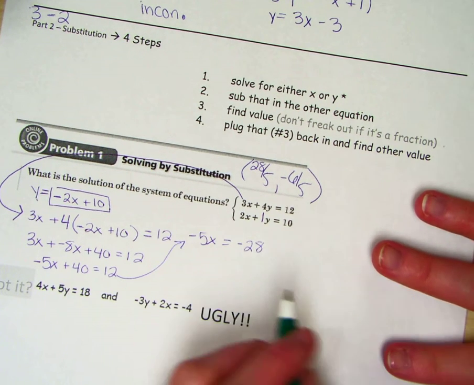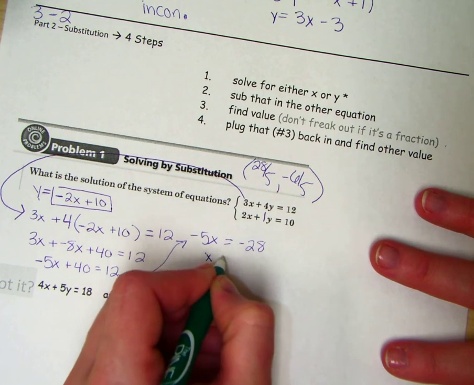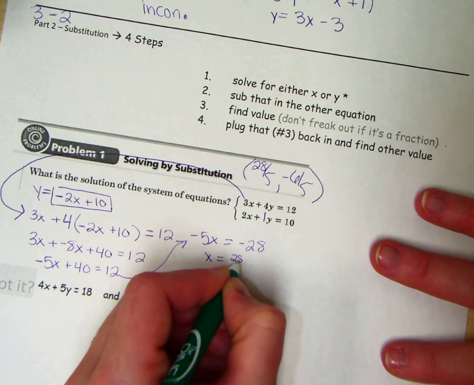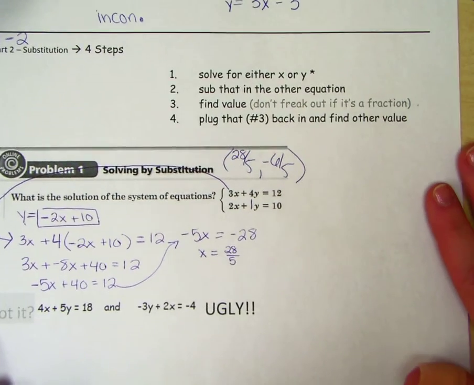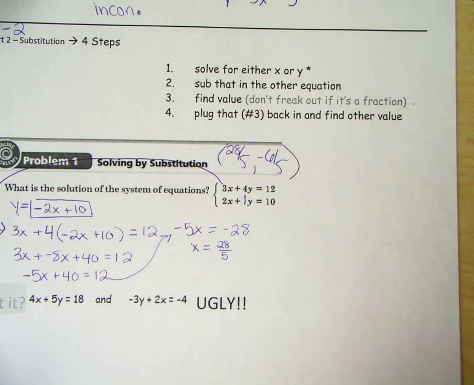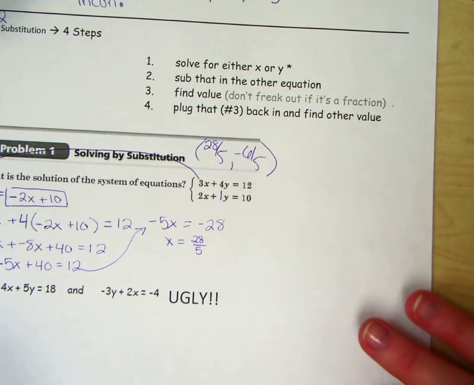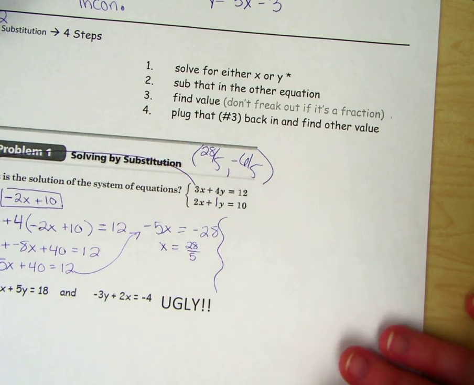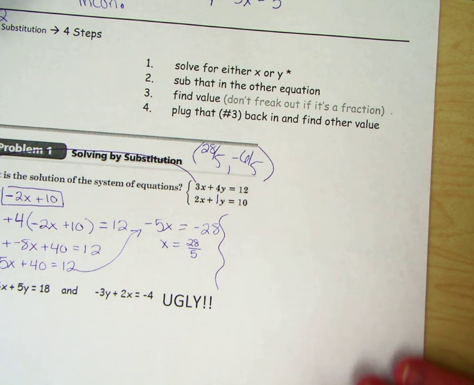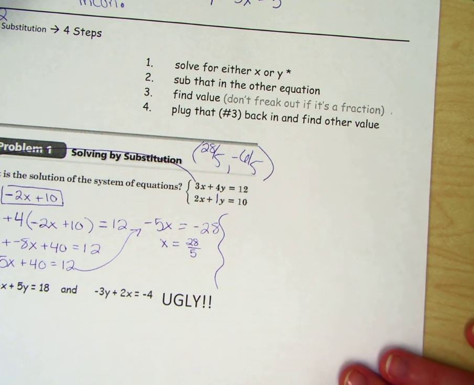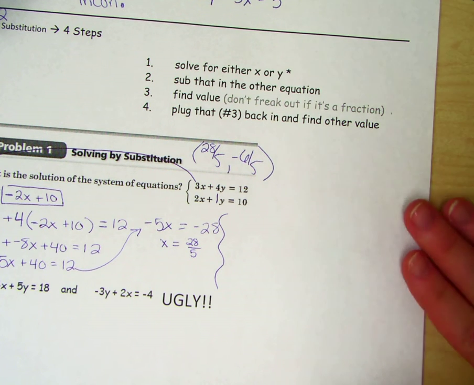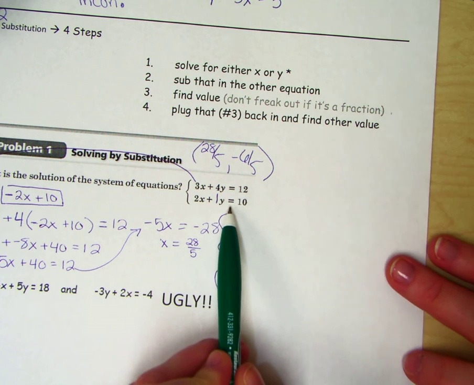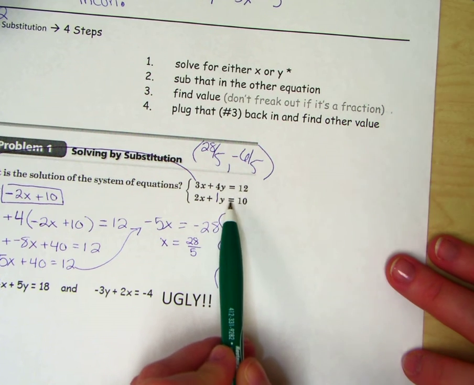Divide both sides by negative 5. It doesn't reduce, so x is positive 28 over positive 5. The negatives cancel out. That was all step 2 and step 3. Step 4, we need to take that value and plug it in to either of the two top equations. I really like the second equation because y is easier to work with.